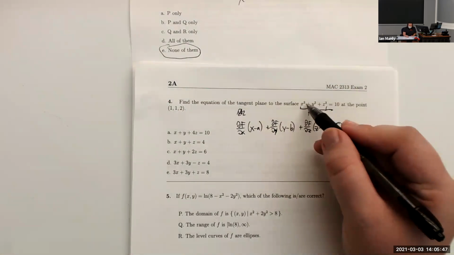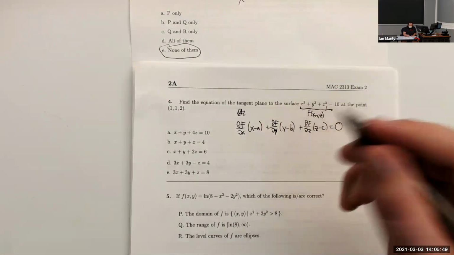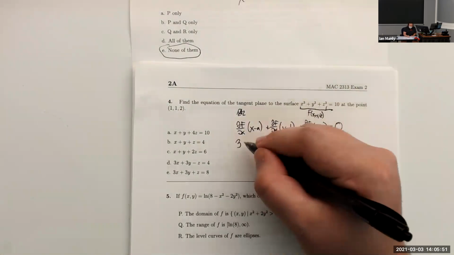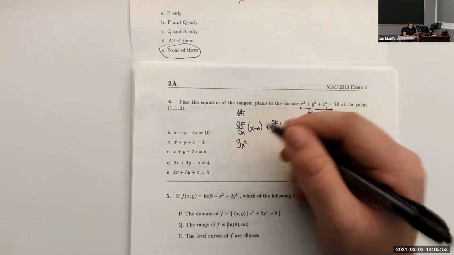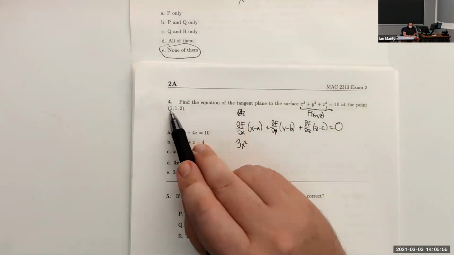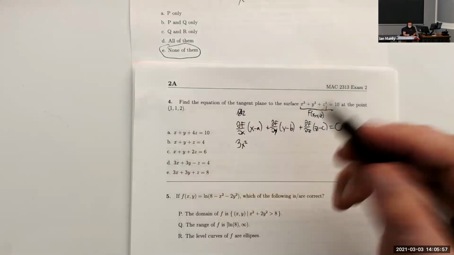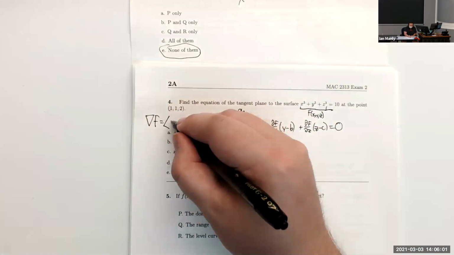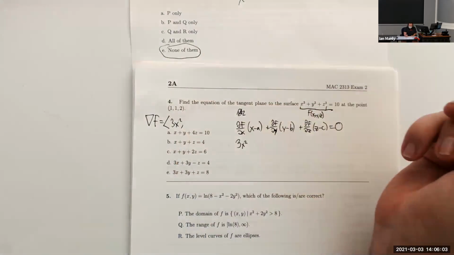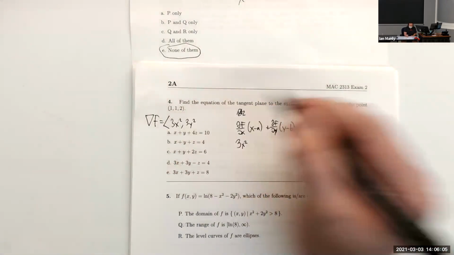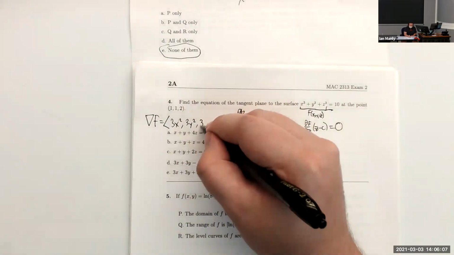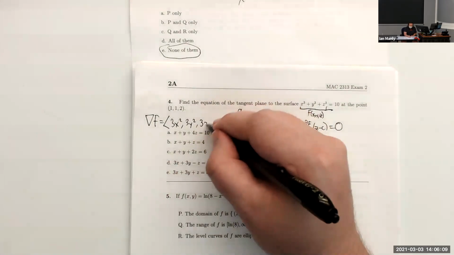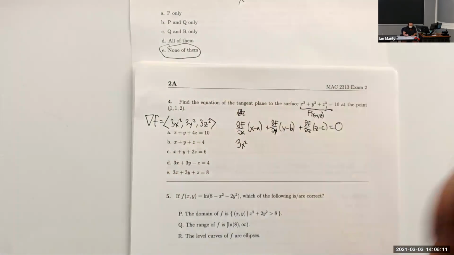All right, well, let's see here. So what's our x derivative? Well, we have 3x squared. But the thing is we're doing this at the point (1, 1, 2). Here, I'm going to write my derivatives over here. I'm going to do the gradient of f over here. So I have 3x squared for that, 3y squared for this, and then 3z squared here.